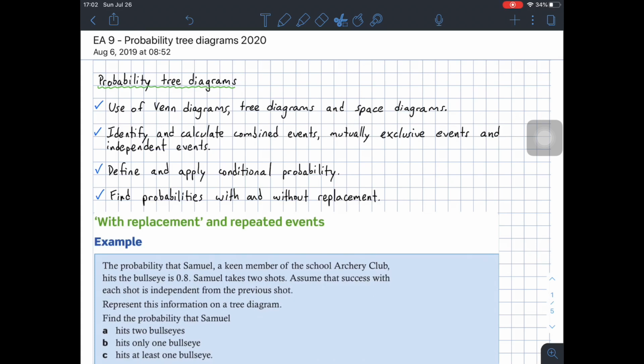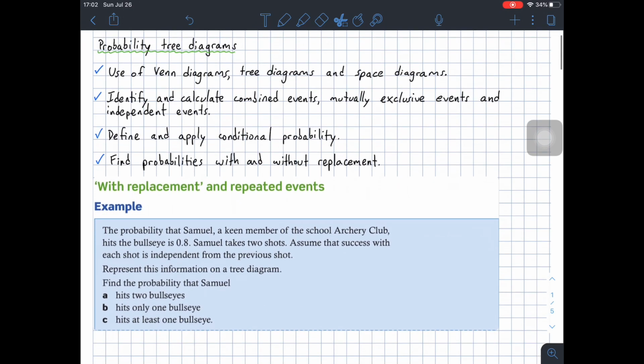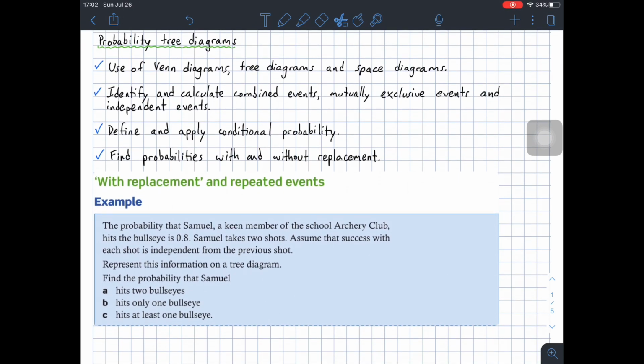Okay, so the objectives for this class: number 1, use of Venn diagrams, tree diagrams, and sample space diagrams. Number 2, identify and calculate combined events, mutually exclusive events, and independent events. Number 3, define and apply conditional probability. And finally, find probabilities with and without replacement.